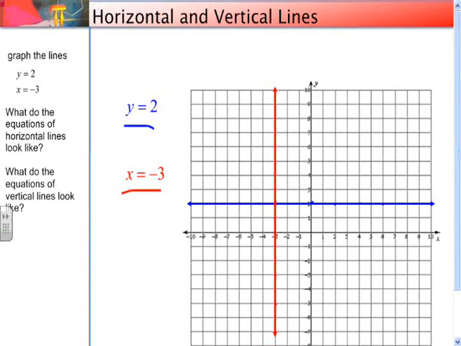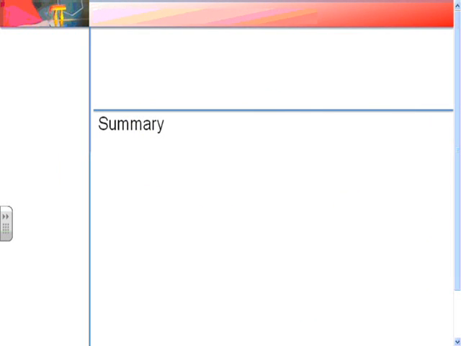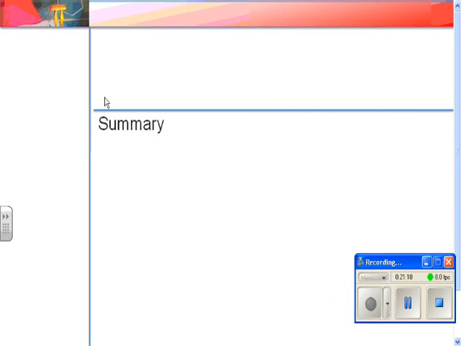All right, I think we've got everything that you need to know. So what I want you to do now is take all that information and write a 3 or 4 sentence summary of the information. You should cover slope, graphing lines, parallel lines, perpendicular lines, and horizontal and vertical lines, because then we're going to use all that stuff to identify some relationships when we get back to class on Wednesday.